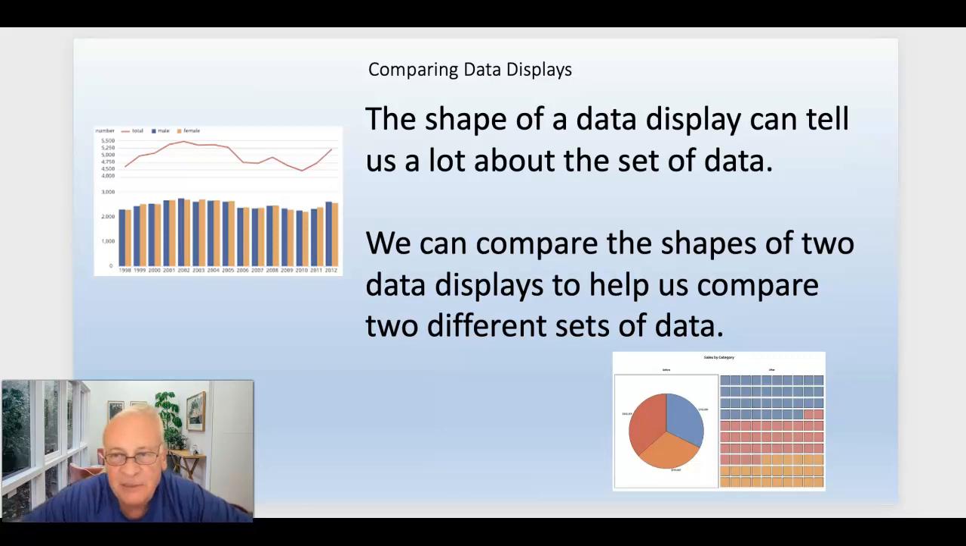Again, the shape of a data display can tell us a lot about the set of data. We looked at that yesterday. But we can compare the shapes of two data displays to help us compare two different sets of data.